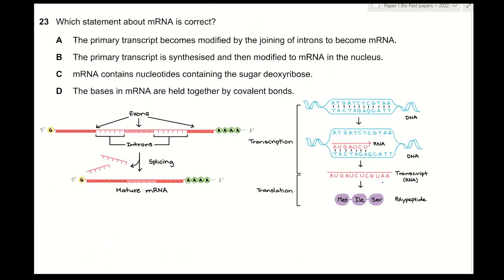Question number 23, which statement about mRNA is correct? A, the primary transcript becomes modified by joining of introns to become mRNA. Now, the primary transcript is the original mRNA strand formed right after transcription. So it's the original one without any modification. Now, here it says modified by the joining of introns to become mRNA. This is incorrect. It's modified by the joining of exons.